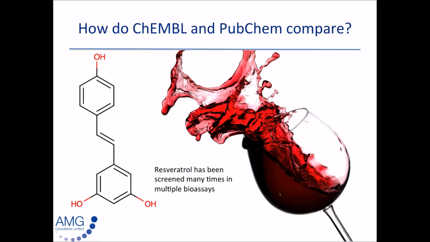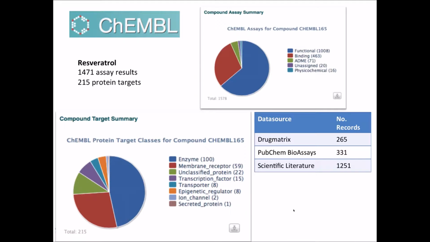So we need a way of comparing how much data there is on both of these databases. So from this point onwards, I'm going to use resveratrol as an example. It is, of course, the compound that you find in red grapes and hence in red wine, and has been mooted as the fountain of life by numerous publications. So it's been screened many times in multiple bioassays. And I'm very pleased to note that my favourite red wine, which is Chateau Neuf du Pape, has almost 4 times the levels of resveratrol than certain other wines. So I shall keep drinking that.